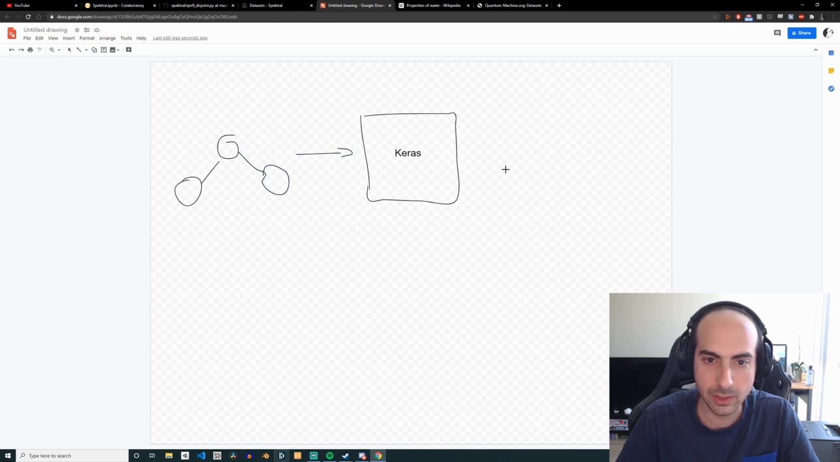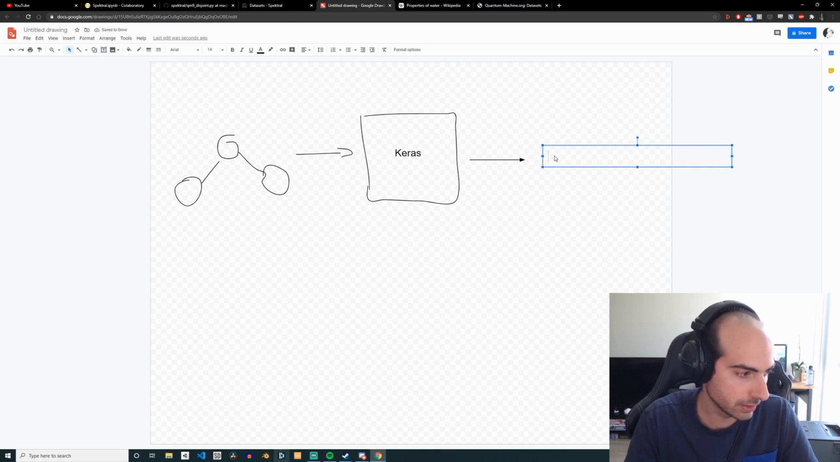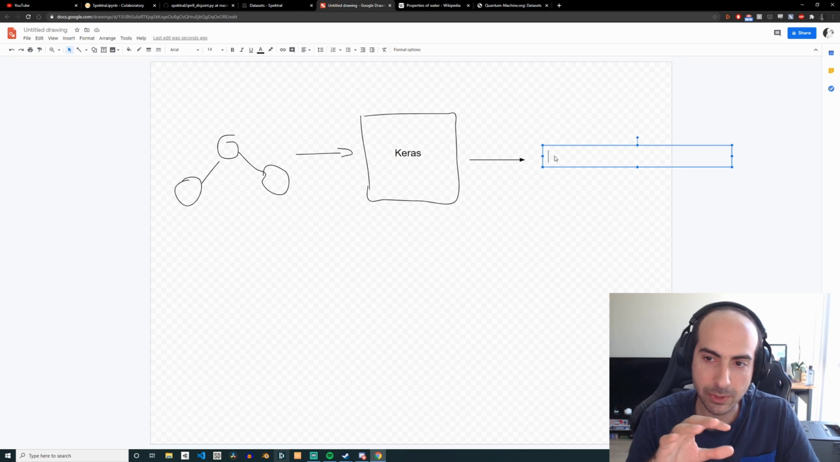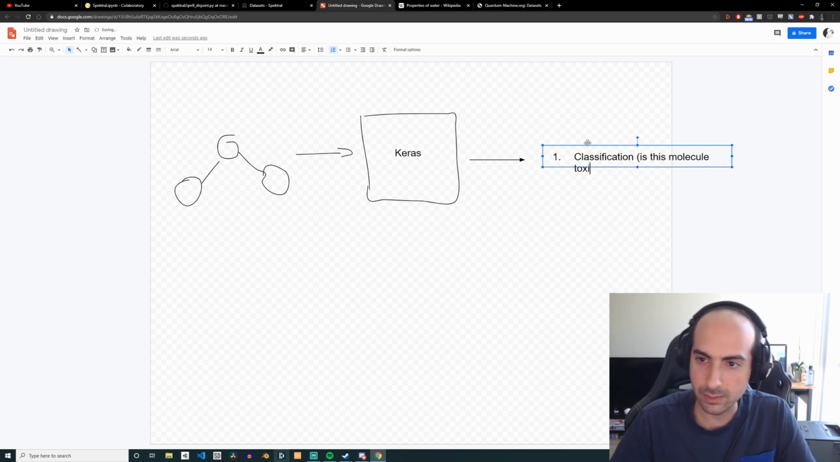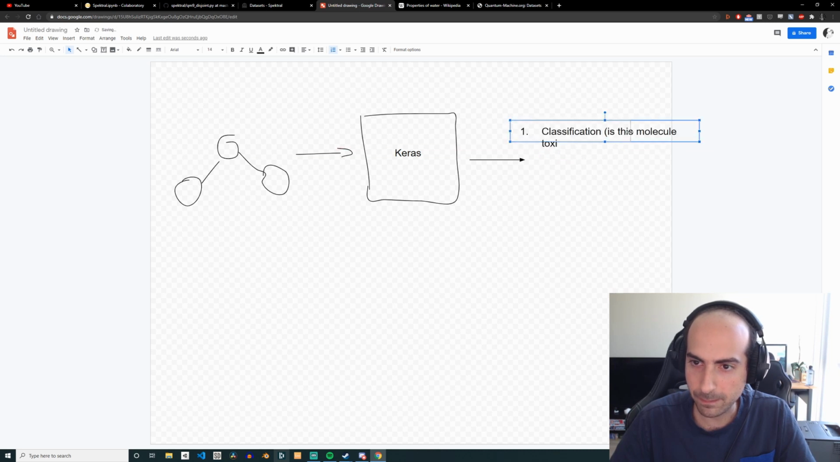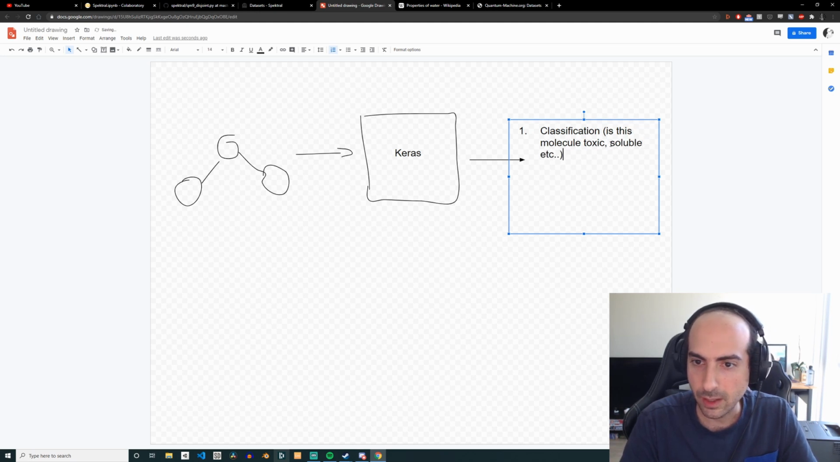So here, for example, we have this, and then as an output we can do a bunch of stuff. In typical fashion of any deep learning problem, you could do classification. An example of this is, is this molecule toxic? Is it soluble? Etc. Another one is regression.